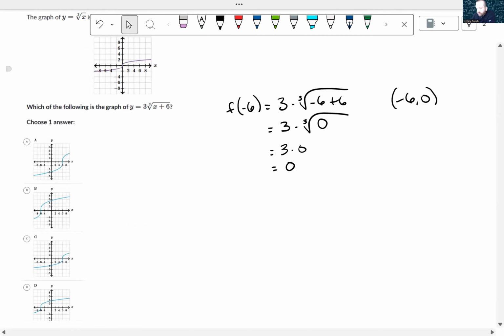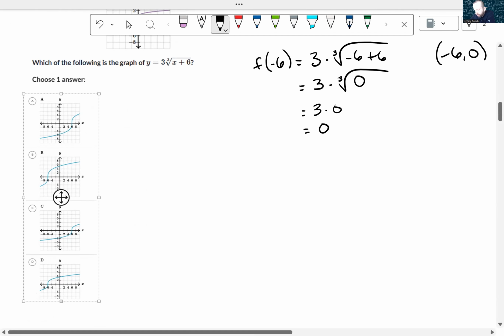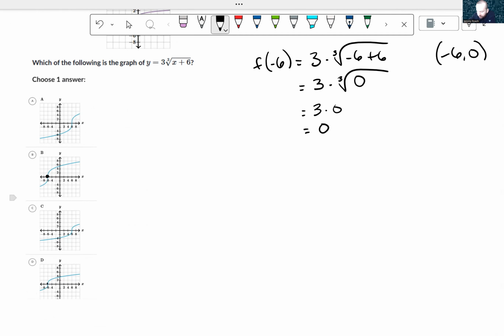So we'll take a look here and we'll see where is -6, 0 on our new graph. I see one at B and at D. Now we can automatically cross off A and C.